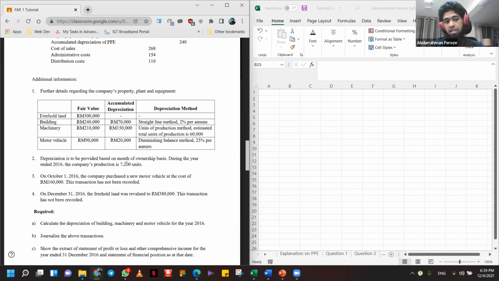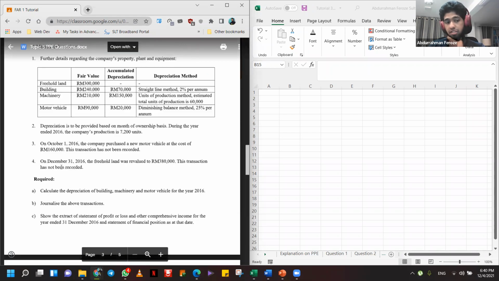During the year ended 2016, the company's production is 7,200 units. Point 3 is October 1st, 2016, the company purchased a new motor vehicle at the cost of 160,000. This has not been recorded, and on December 31st, the land was revalued to 380,000. This transaction has not been recorded, right? So that's the information that is given in the question. Now we must cover what is required, right?